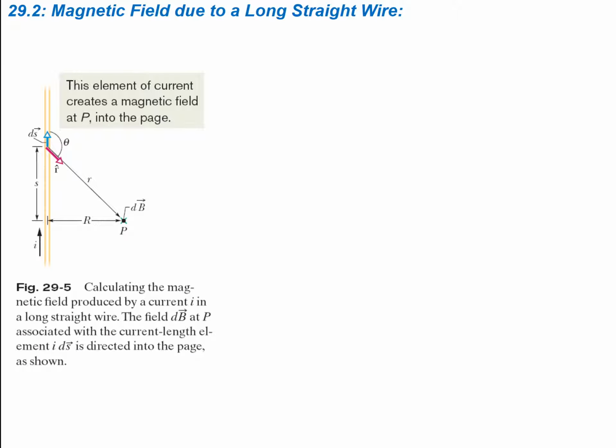All right, so let's look at the magnetic field due to a long straight wire and what the derivation of that would look like. We're going to start with the form of the Biot-Savart law that has the sine theta in it. So dB is equal to mu naught over 4 pi times our current I ds sine theta, where theta is the angle between the unit vector r and the ds, and then divide by r squared.